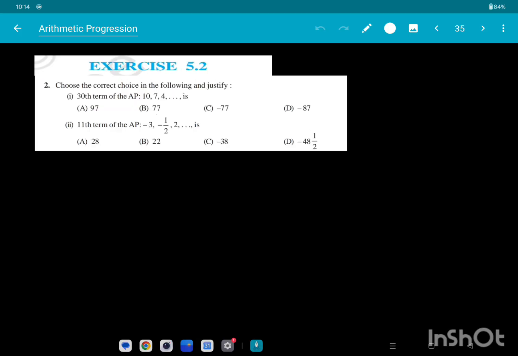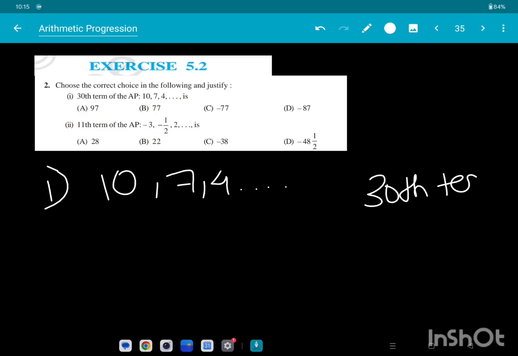Here choose the correct choice in the following and justify. Here we need to take one of the multiple choice questions. So the 30th term of the AP 10, 7, 4. In the first problem, the AP is given. What is the AP? 10, 7, 4 and so on. We need to find the 30th term. How can we find it? We will find it by using the nth term formula. Every question depends on the nth term formula only.